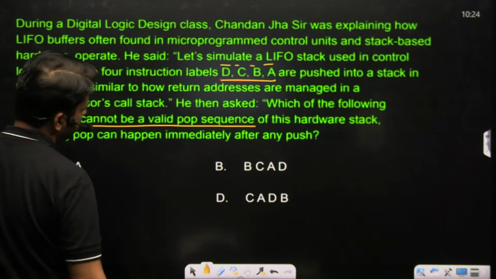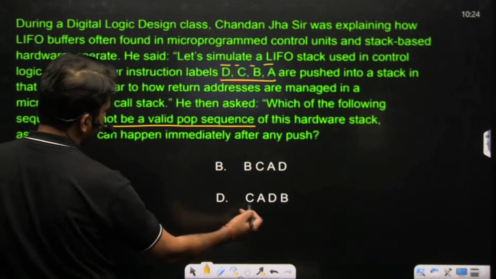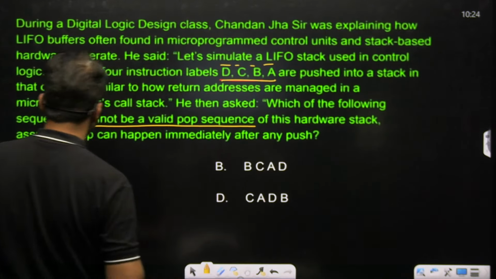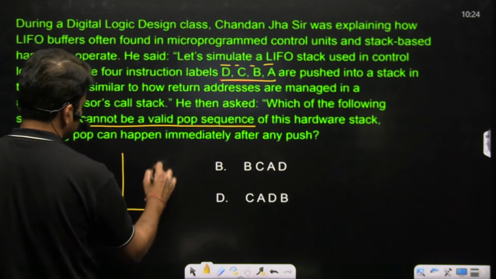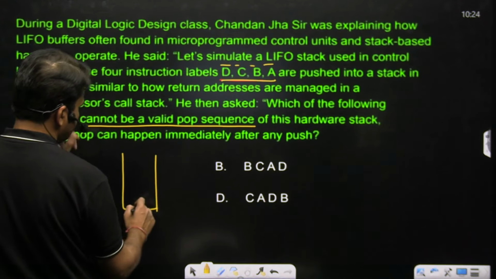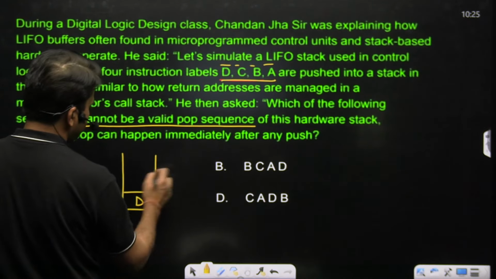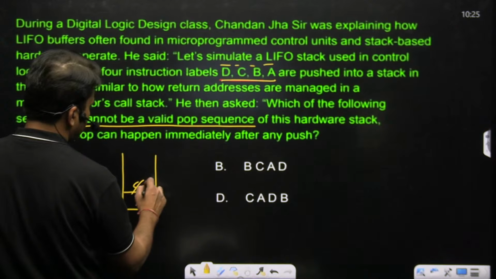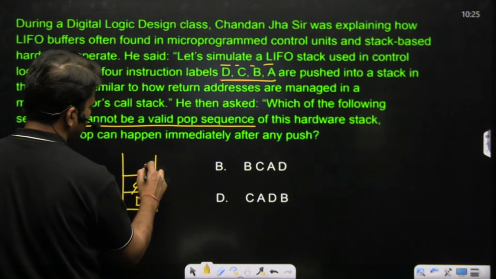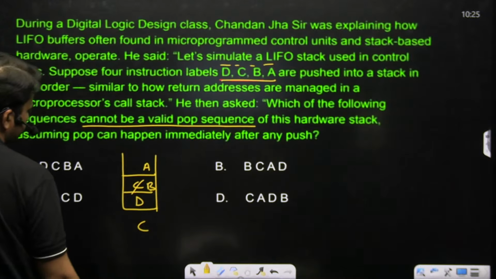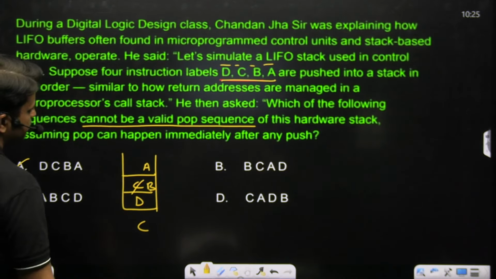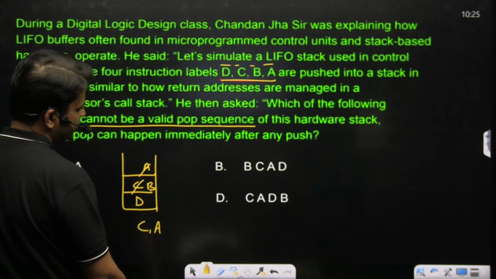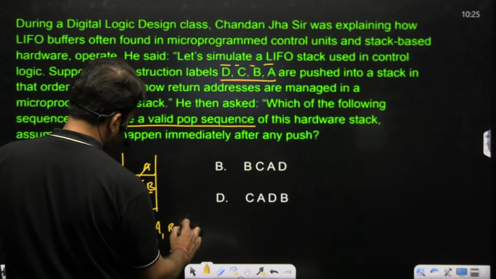Now what about B, students? And first check D: D C A B, is this possible? First push D, and then C, then pop C. Then after this push B, and then push A. Then you pop A, then pop B, then pop D, I think, right?